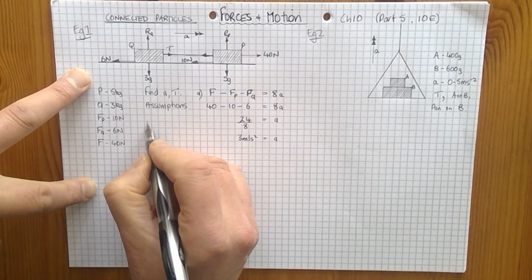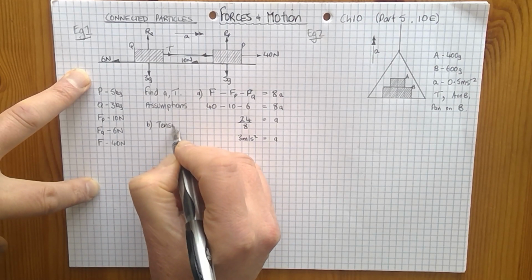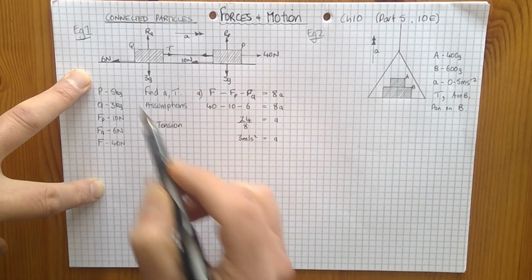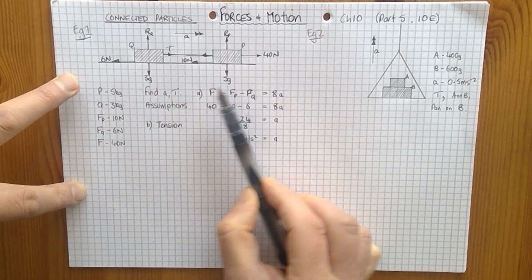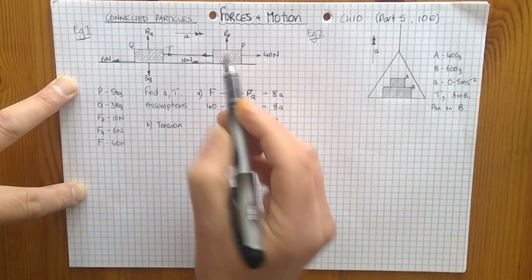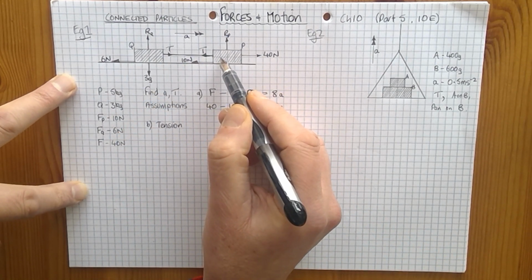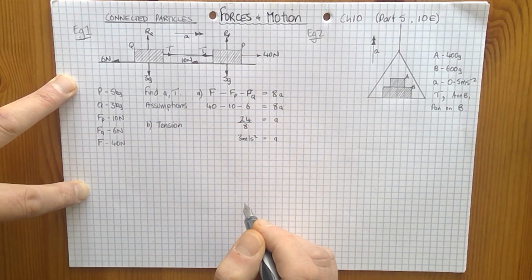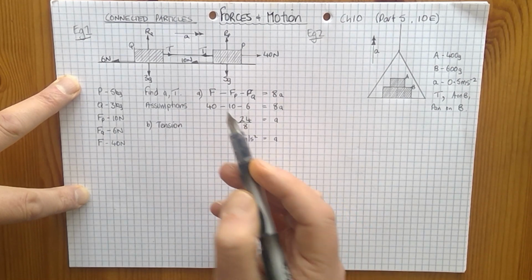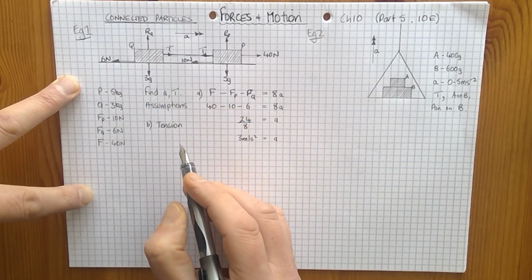Okay, part b, let's work out the tension. The tension in the rope. For this you can either consider this particle or you consider this particle because the tension is the same. The tension pulling this one back is the same as the tension pulling that one forwards. Just randomly, I'm going to choose this one.